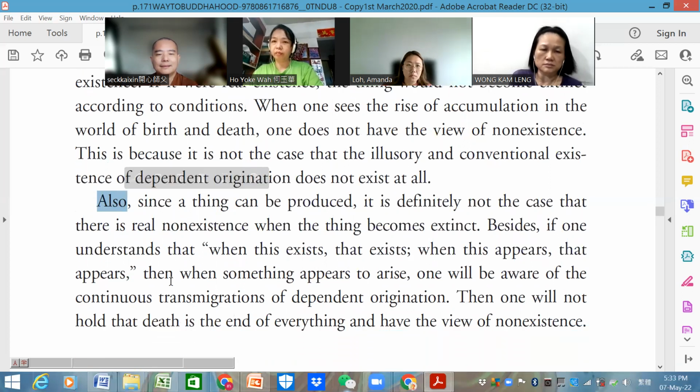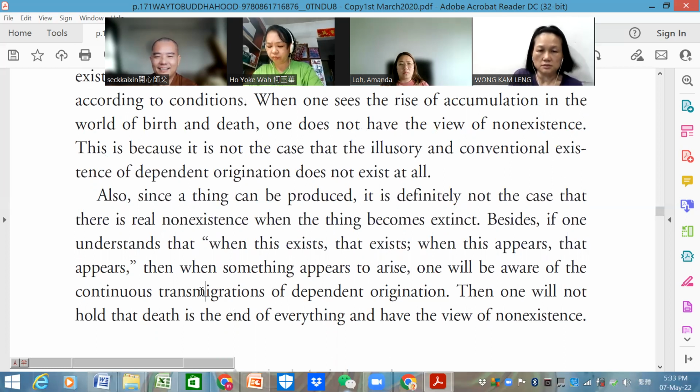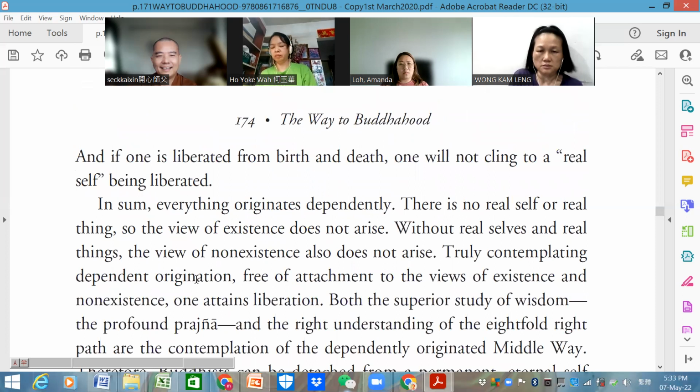Also, since a thing can be produced, it is definitely not the case that there is real non-existence when the thing becomes extinct. Besides, if one understands that when this exists, that exists, when this appears, that appears, then when something appears to arise, one will be aware of the continuous transmigrations of dependent origination. Then one will not hold that death is the end of everything and have the view of non-existence. And if one is liberated from birth and death, one will not cling to a real self being liberated.